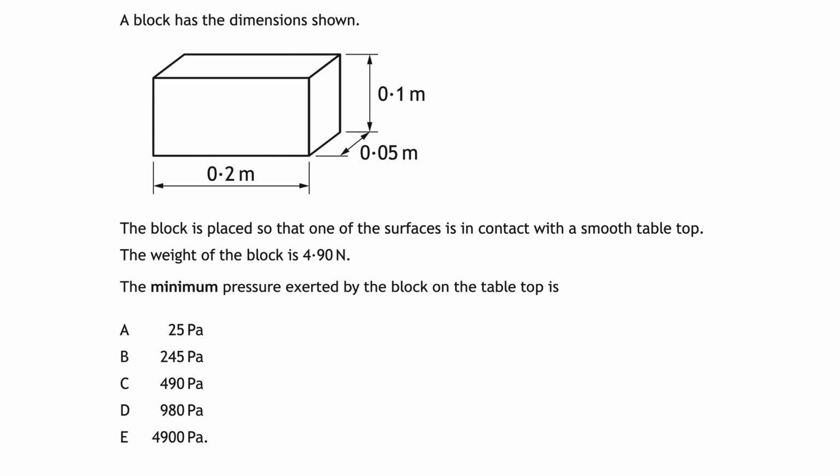So to calculate this, we use the equation pressure P is equal to force F over area A. The force is the weight of the block, which is constant, but the pressure will depend on which surface it's resting on. If this surface is in contact with the tabletop, then pressure will be at a maximum, since it's the surface with the smallest area. And as the area in contact decreases, the pressure increases. It's this surface that will result in the minimum pressure. As area increases, the pressure decreases.